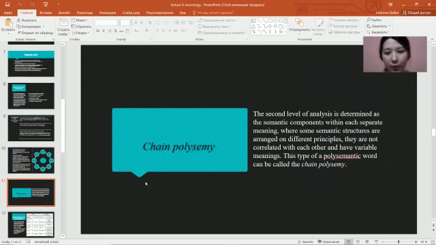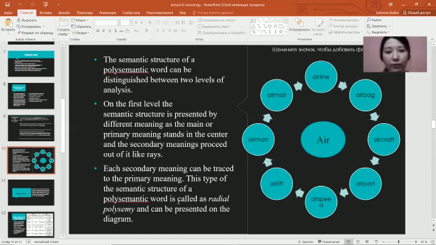So the next is chain polysemy. The second level of analysis is determined as the semantic components within each separate meaning, where some semantic structures are arranged on different principles. They are not correlated with each other and have variable meanings. This type of polysemantic word can be called chain polysemy, which means the group of chain polysemy words are not related. They are unrelated. And the group of radial polysemy words, vice versa, are related and have similar meanings. You can guess the meaning.